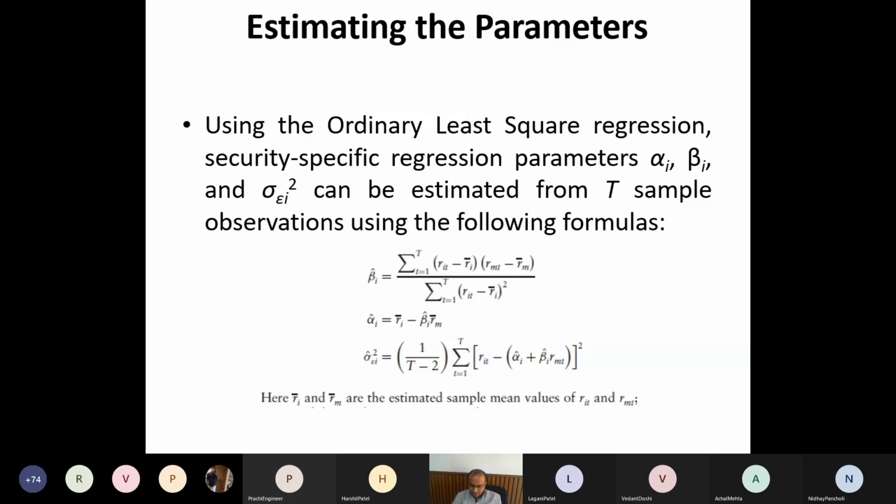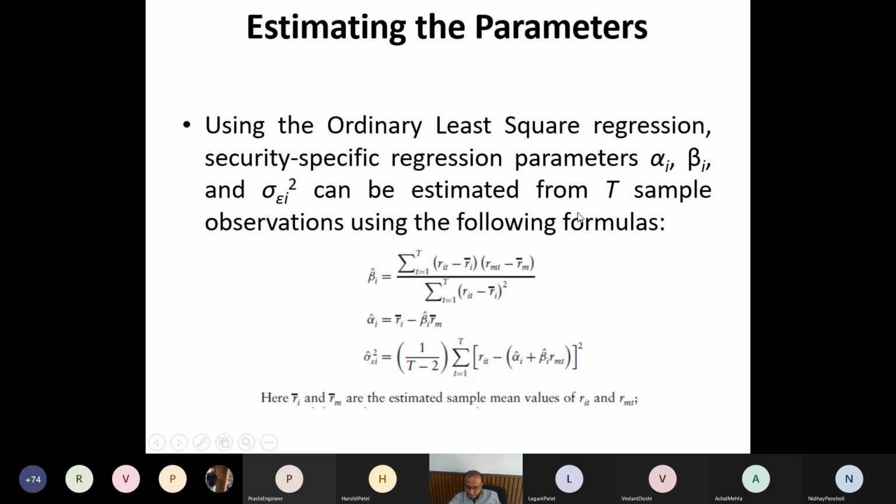Because of the time limitation, I want to complete it. I am not discussing this beta much more, but in some time we will discuss it when we do the practical. Now, how to get these parameters from historical data? So we use ordinary least square regression on the past data to estimate these parameters like alpha I, beta I and sigma I square, right? So we always estimate these parameters: beta I cap, the estimated value of beta I, alpha I cap, the estimated value of alpha I, and sigma epsilon I square cap, the estimated value of epsilon I square.